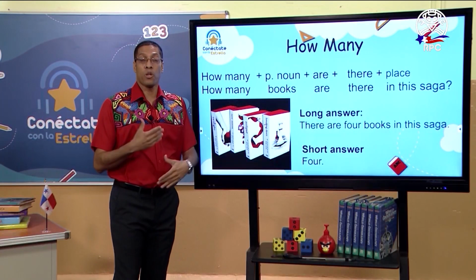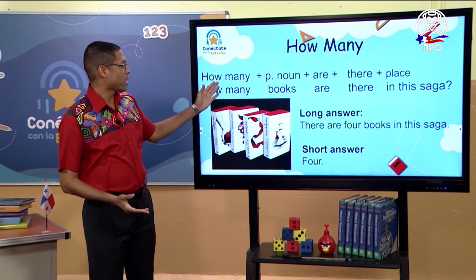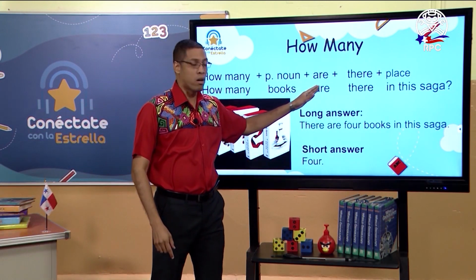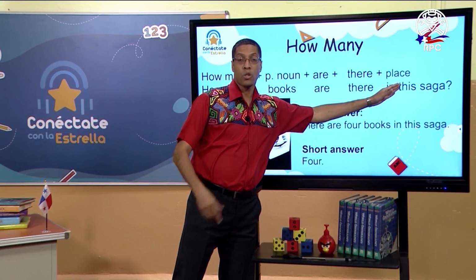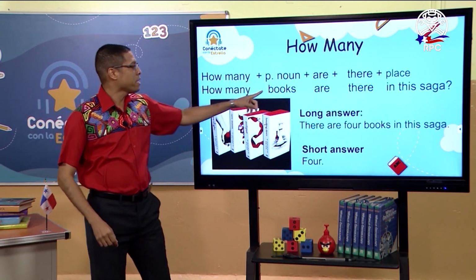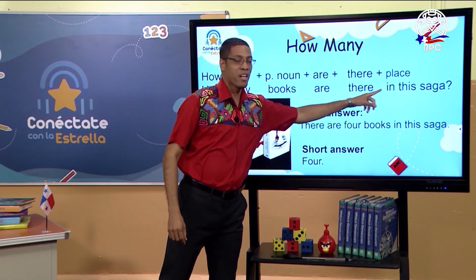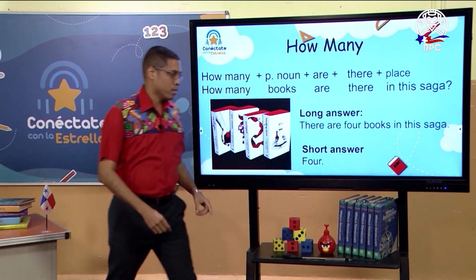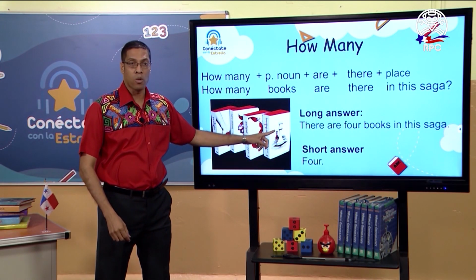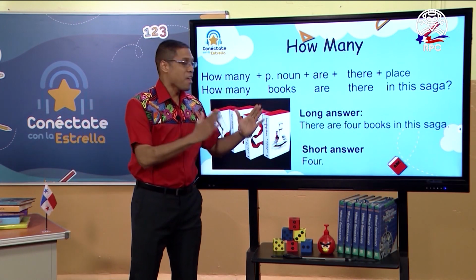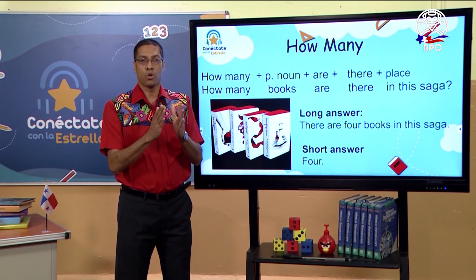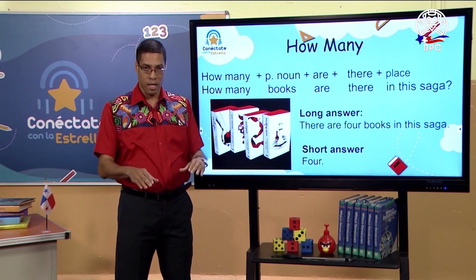Now, there are other ways to ask with how many. You can have how many plus plural noun again, are, there, place, or additional information. Let me give you an example. How many books are there in this saga? Let's count. 1, 2, 3, 4. Long answer. There are 4 books in this saga. Short answer, 4. That's it.